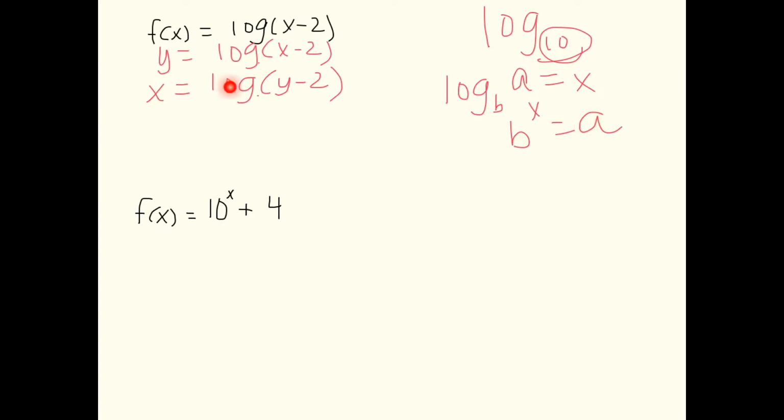So my base is my 10. And we're going a little bit backwards, but my 10 to the power of x equals y minus 2. So 10 to the power of x equals y minus 2. And then we just add the 2 to both sides. So my y equals 10 to the x plus 2. And then, of course, your y can go back to f of x with that -1 telling me that it's the inverse.